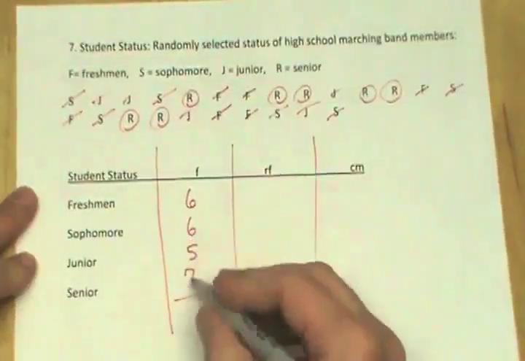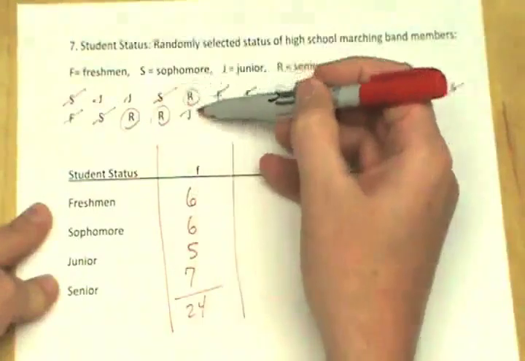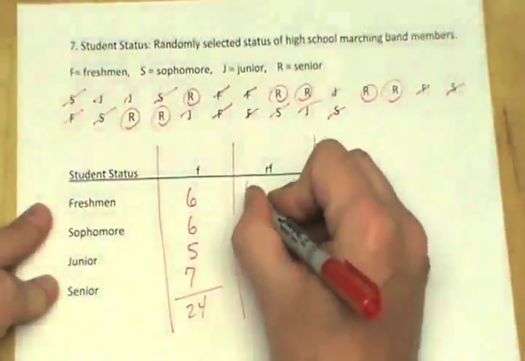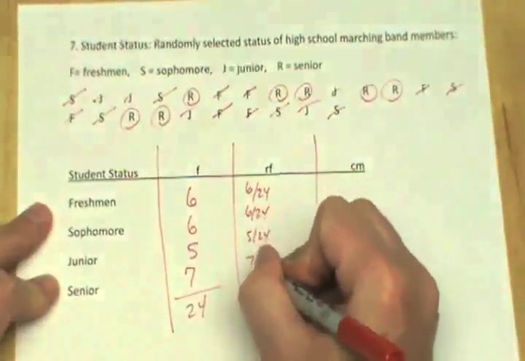All right, so we got 12. This is a total of 24. Make sure that we have 2, 4, 6, 8, 10, 12, 14, 16, 18, 20, 21, 22, 23, 24. That makes sense. So 6 out of 24, 6 out of 24, 5 out of 24, 7 out of 24.